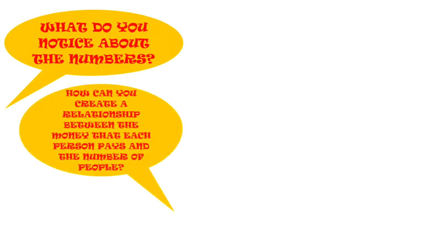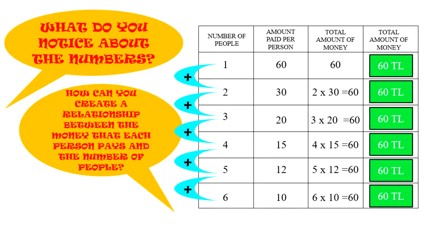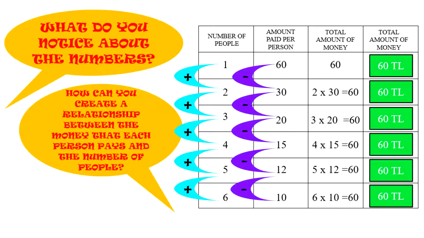What do you notice about the numbers? How can you create a relationship between the money that each person pays and the number of people? If the number of people increases, the amount paid per person decreases. But the total amount of money is never changed. It is always 60 Turkish liras.